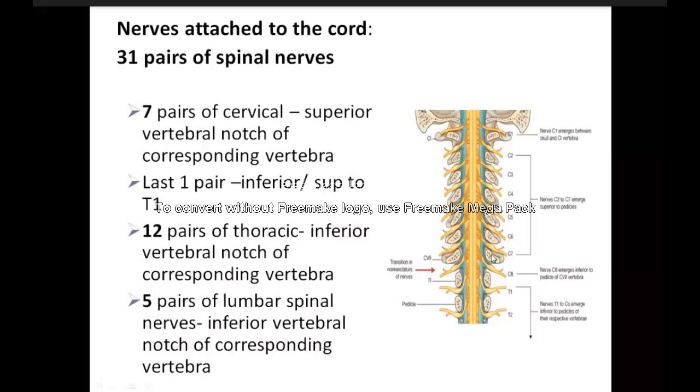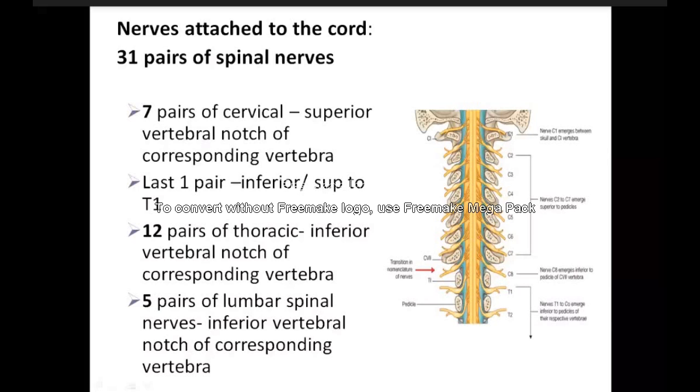So there are 7 cervical vertebrae, but there are 8 pairs of cervical nerves. Out of 8, the 7 pairs emerge from the superior part of the vertebral notch, whereas the 8th, the last one, emerges from the inferior part, or you can say the upper part of the T1. So this is the first thoracic vertebra. This you must keep in mind.